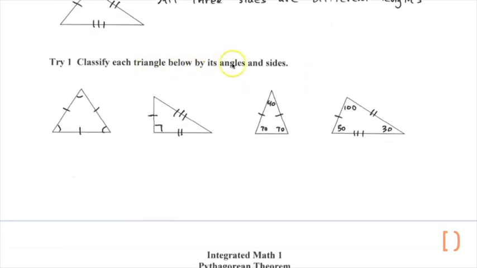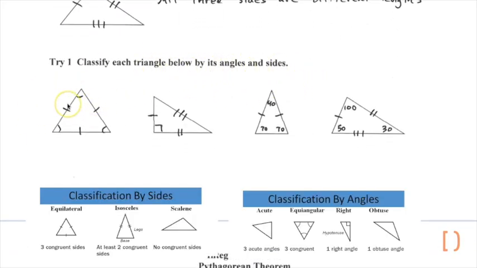Let's classify these triangles by the angles and sides. So this one here is an equilateral triangle. You can tell all sides are the same. All angles are the same. It's equilateral. Over here, it's a right triangle and all the sides are different.